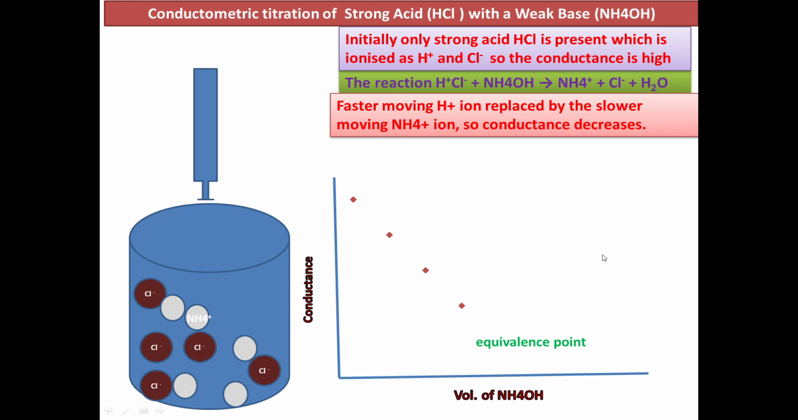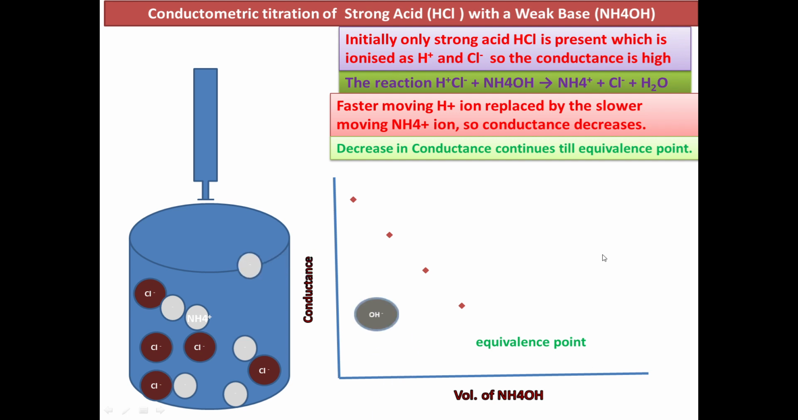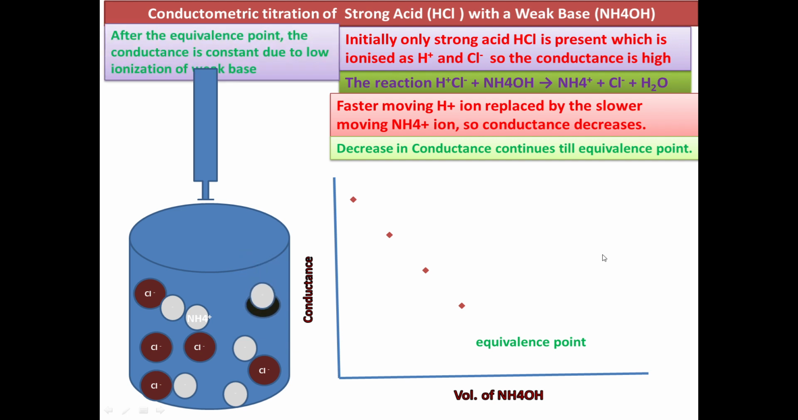After the equivalence point, if you add ammonium hydroxide into the solution, as ammonium hydroxide is a weak base, it does not ionize into the solution. So there is no increase in the number of ions, and the conductance is not changed by the addition of ammonium hydroxide. If you again add, the conductance is constant because ammonium hydroxide is a weak base and it does not contribute to the conductance of this solution.